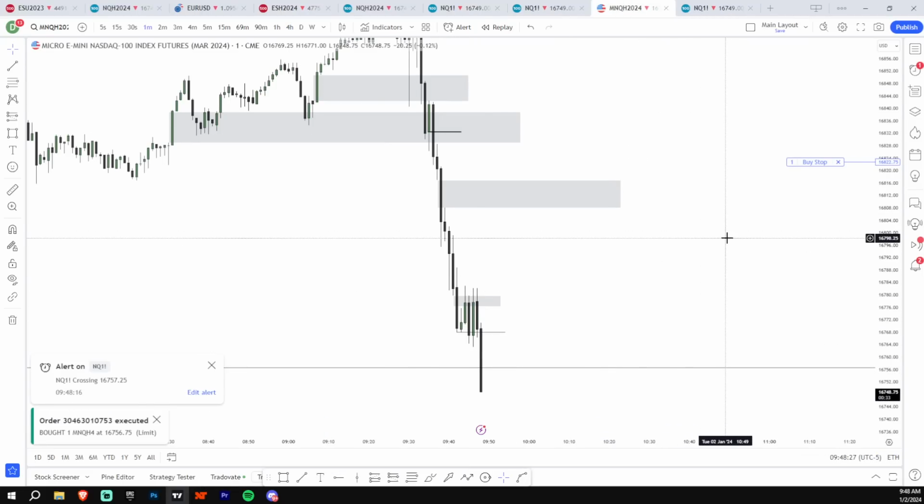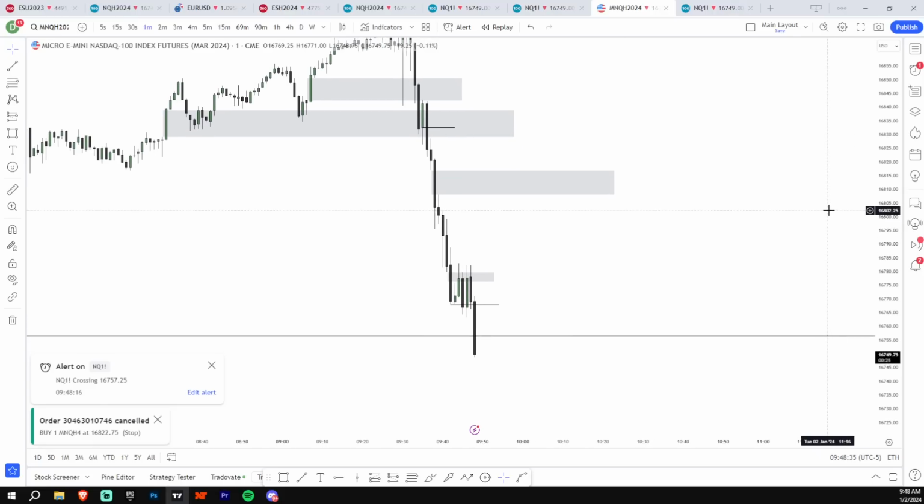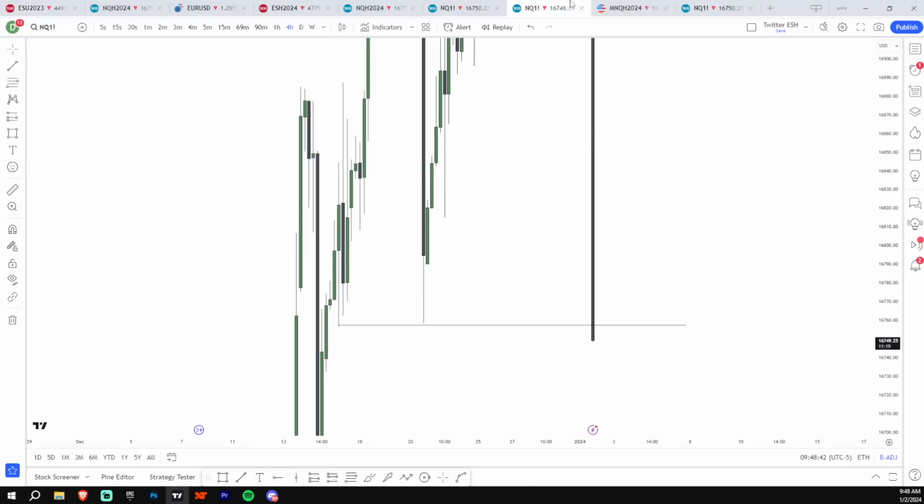I trade minis and micros. Actually, I took a mini on my other account. There's your final target. 70-point play. Great start to the new year. Live account. And that's all she wrote.